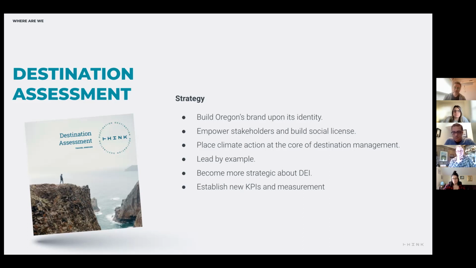Thinking strategically about how to work with stakeholders and really empower them to move things forward strategically and build that social license with residents so that tourism continues to be supported. Climate change was a conversation that came up over and over again. So really put that at the heart of the destination management strategy. Oregon wants to lead by example, not just in climate, but also when it comes to issues related to DEI, working towards building an inclusive, diverse, and equitable economy. And with that, we need to review what we measure and how we measure them.